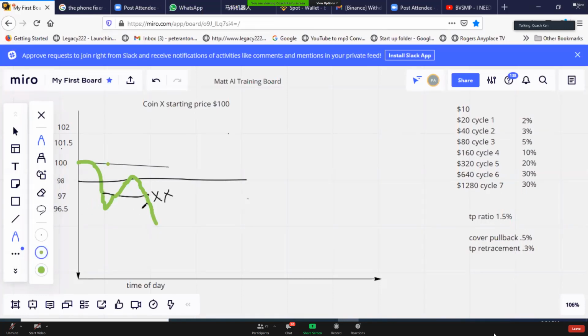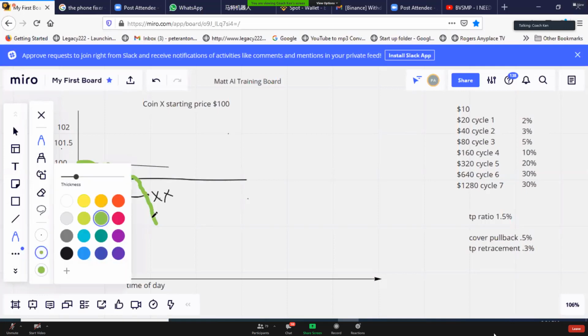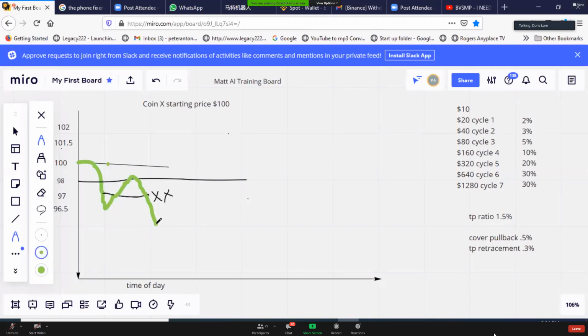Okay, so we're going back to here. We have not sold this one yet, right? Doris, we haven't sold yet, right? Yes. Okay, so we're going down to cycle number 2, and it retraces another 0.5, the cover pullback. Remember I told you it triggers if it's 3% less than your average price. The new average price is this one. It says 3% less, it's going to trigger cycle number 2.